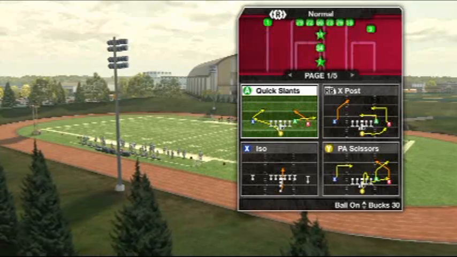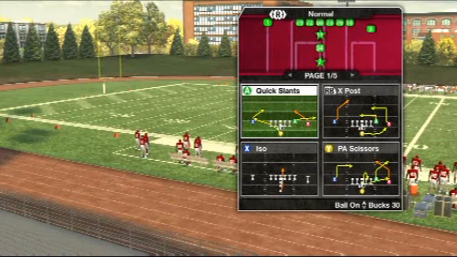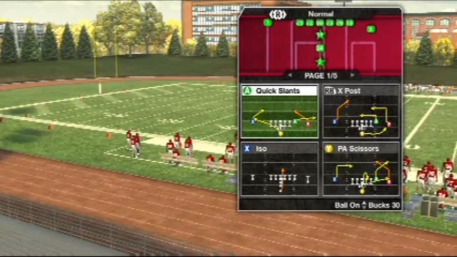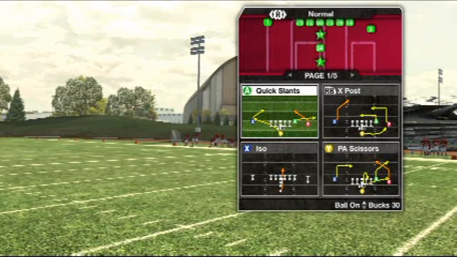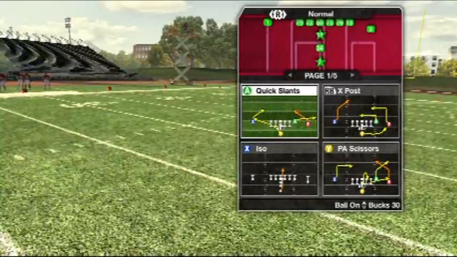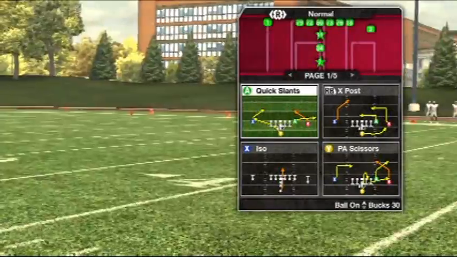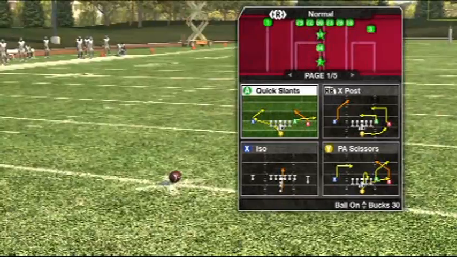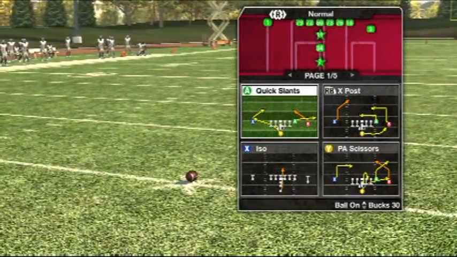Hey guys, one of the things that I think a lot of people probably already know about, but I don't know if everybody does or not, is the impact that the lead block controls have on the actual blocking schemes. And so I wanted to go ahead and show how, whether or not you activate the lead block controls, it can impact who the blockers try to block. And it kind of varies based on the play.